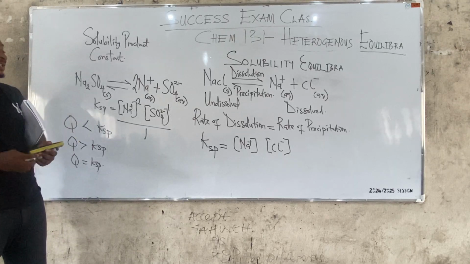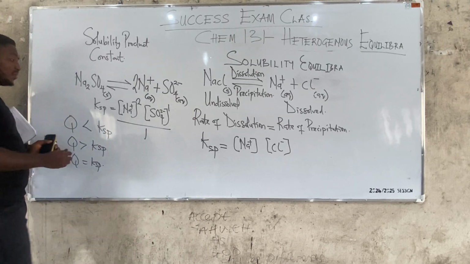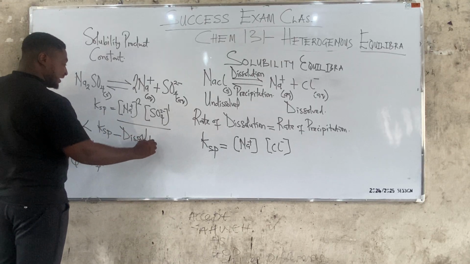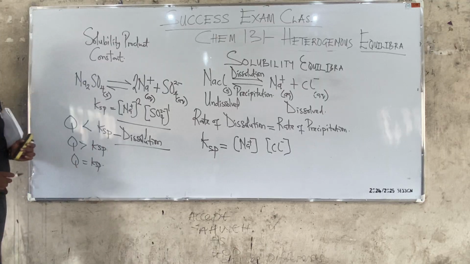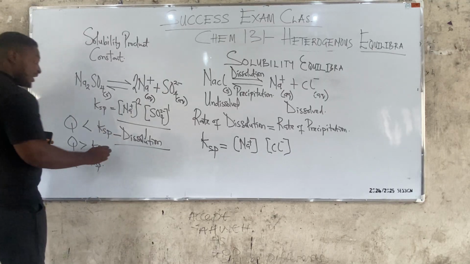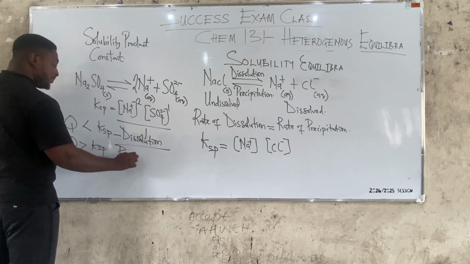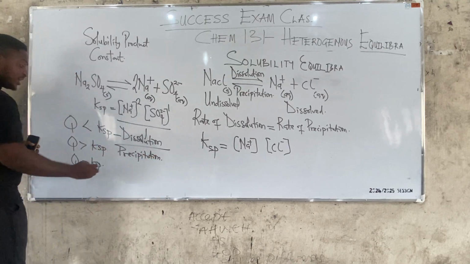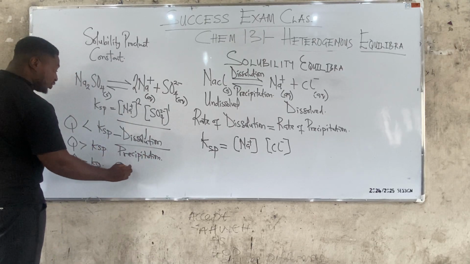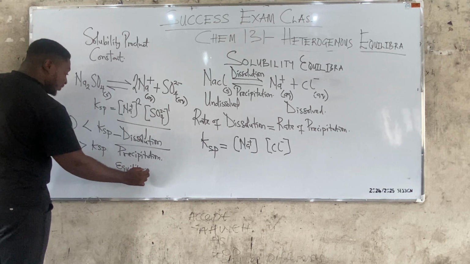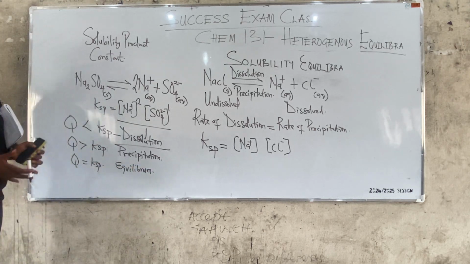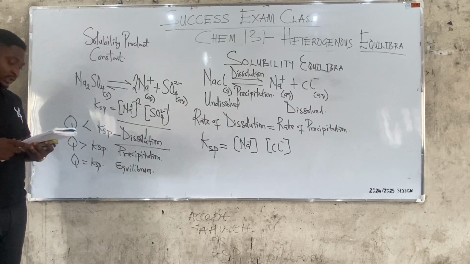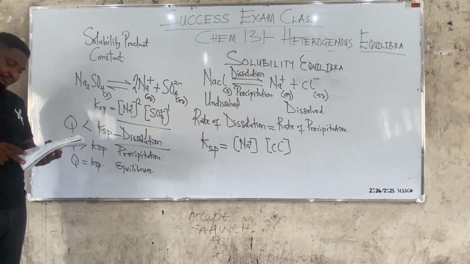Class, when Q is less than Ksp, the forward reaction is favored. That is, what is happening? Dissolution. When Q is greater than Ksp, the backward reaction is favored: precipitation. When Q equals Ksp, the reaction is at equilibrium. Neither dissolution nor precipitation is favored. There's balance between dissolution and what? Precipitation.